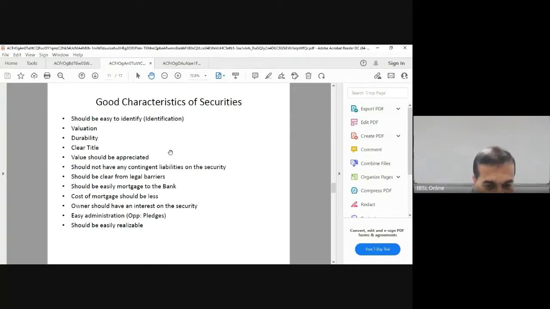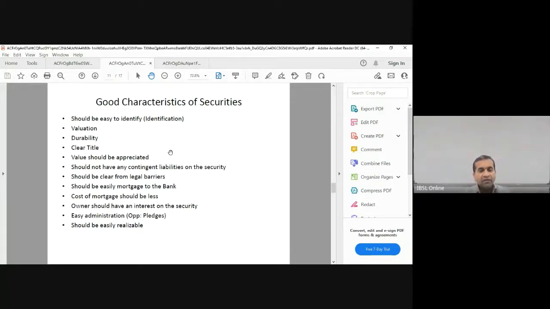They shouldn't have any contingent liabilities, and even if there is an occupant in the land who is on a rent basis, you might ask for a deed of postponement, that they should agree to leave as the bank wants. There should not be any legal barriers. It should be easily mortgaged to the bank. Cost of the mortgage should be less, and the owner should have an interest in the security.